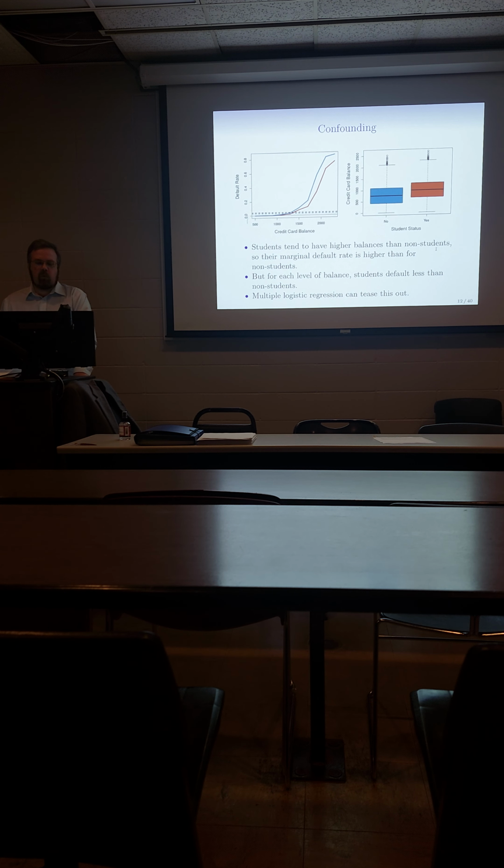So we consider student factors to actually be confounding because students tend to have higher balances than non-students. So their marginal default rate is higher than for the non-students, right? But for each level of balance, students default less than non-students. So essentially what it's saying here is students actually tend to have higher balances.